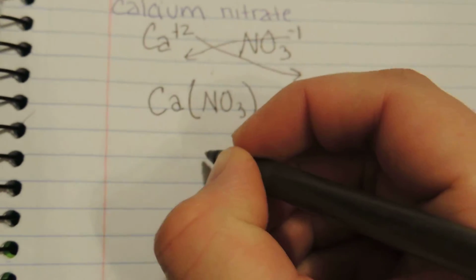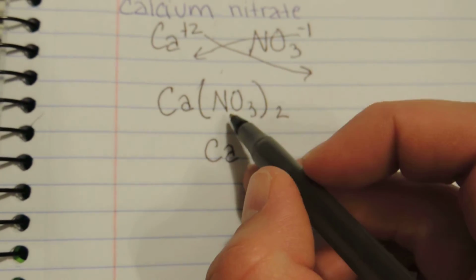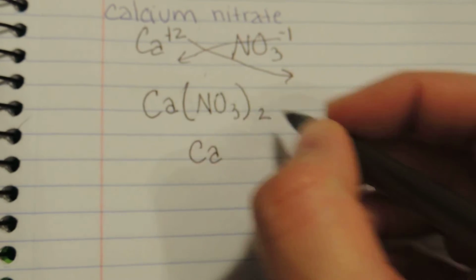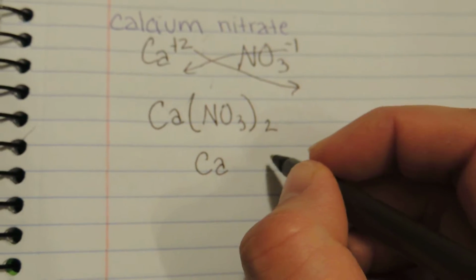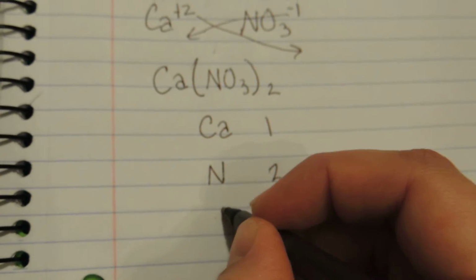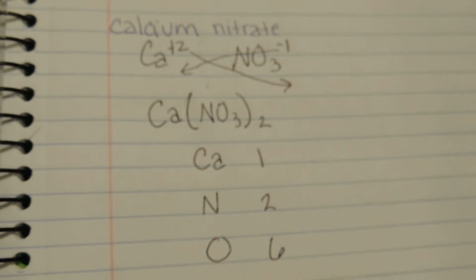Again, I would suggest making your chart. Okay, so we have calcium, Ca, we have N, and how many N's do I have? Don't just write 1, because remember this 2 goes with the NO3. So I have 1 calcium. For N, I have 2. And for O, don't write 3, because I have 2 sets of 3, so I actually have 6.